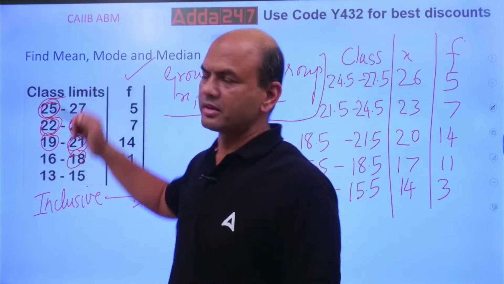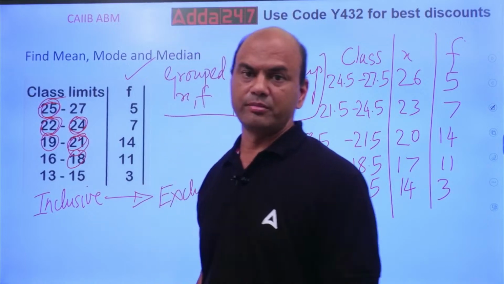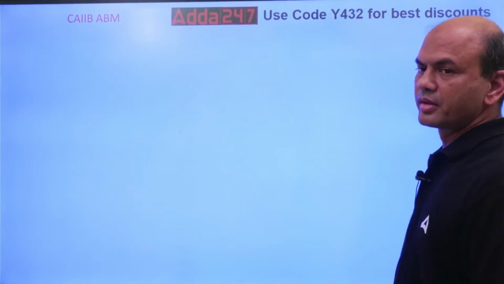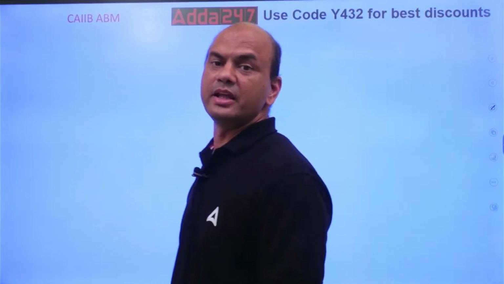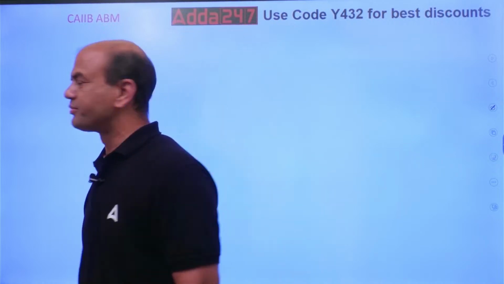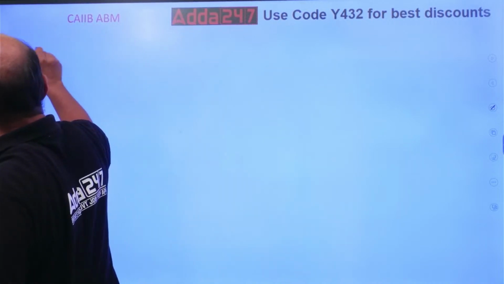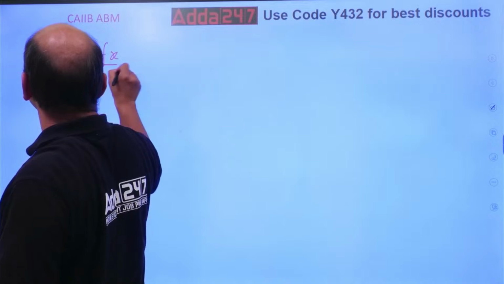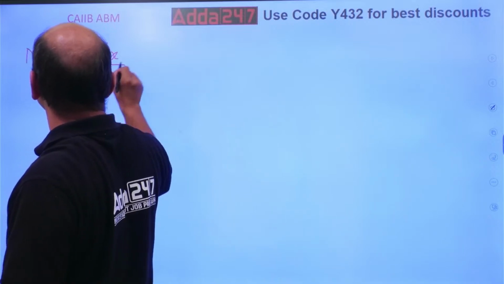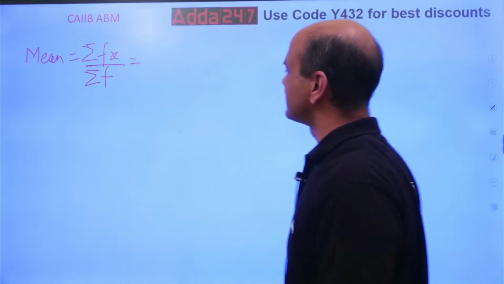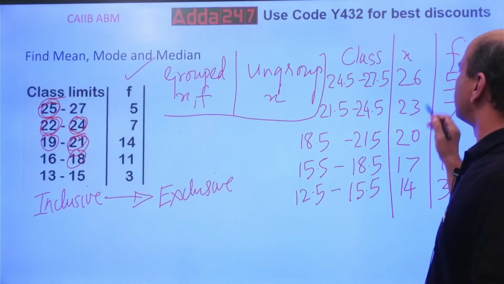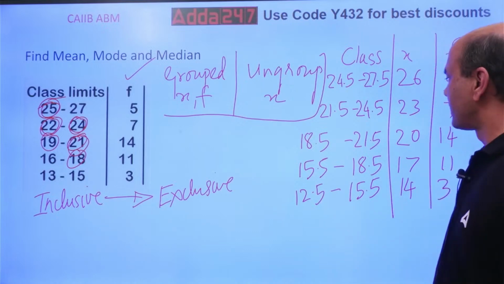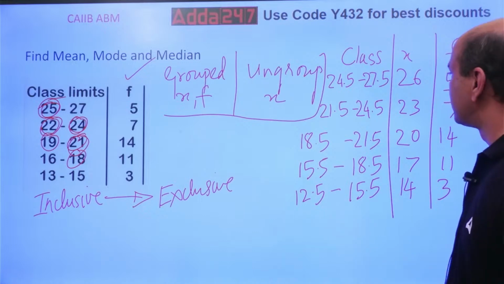Now find out the mean. What is the formula for mean? Mean equals summation fx upon summation f. Now you find out summation fx and summation f. For summation fx, you'll have to multiply everything. It will be a big problem. That's why I said it will take minimum 20 minutes. Multiply this now.